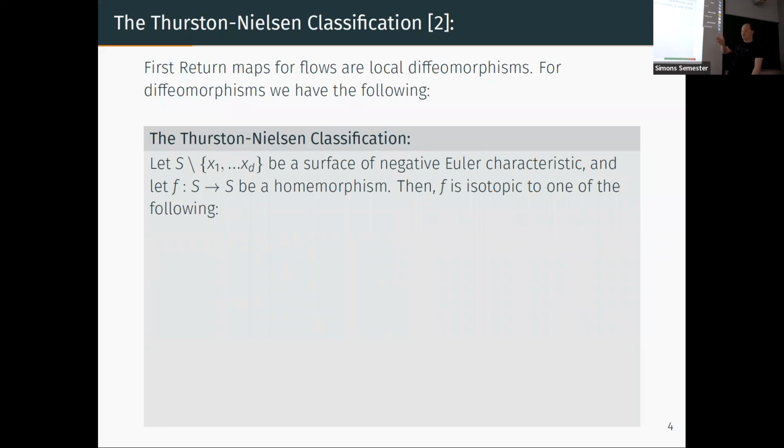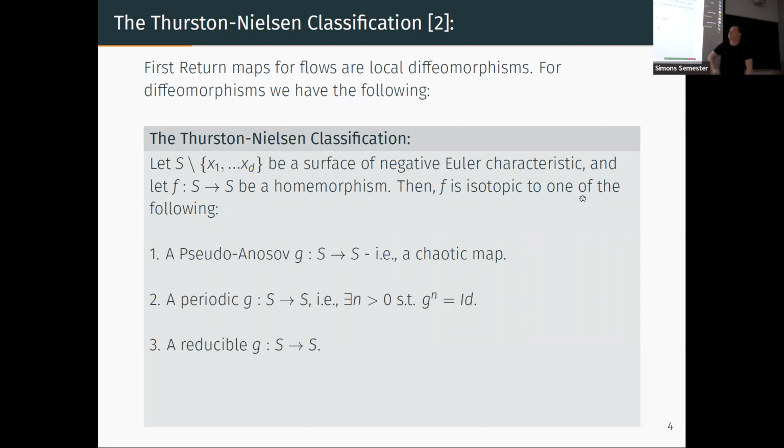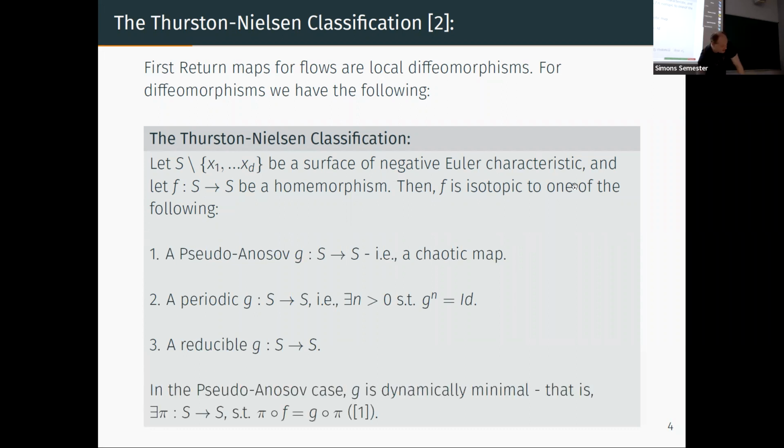The Thurston-Nielsen classification, as was mentioned in the previous talk and yesterday, allows us to classify up to isotopy the dynamics of a given homeomorphism on a compact surface, which permutes a finite set of boundary punctures. The particular case we're interested in is the pseudo-Anosov case, that is, when the isotopy class contains a chaotic map. The reason being that in that case, the dynamics of that pseudo-Anosov map g are dynamically minimal. That is, it is a factor map of the original homeomorphism. As such, we could think about it as a form of a topological lower bound for the possible complexity of the dynamics.